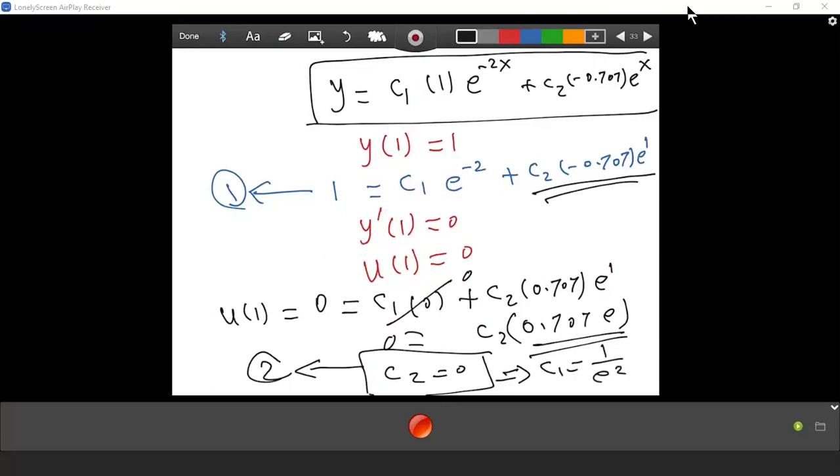Now I can type my solution: y equal to C1, which is 1 over E squared. Now just substituting C1. What is C1? 1 over E squared. This is E to the minus 2x. C2 is 0. I finish. So this is my solution. Easy?